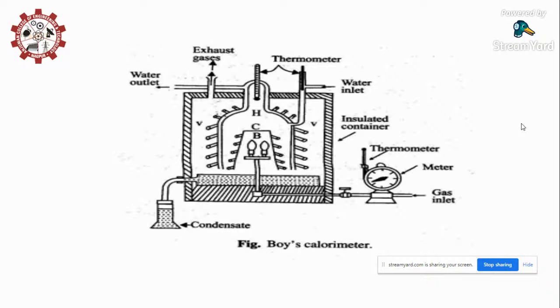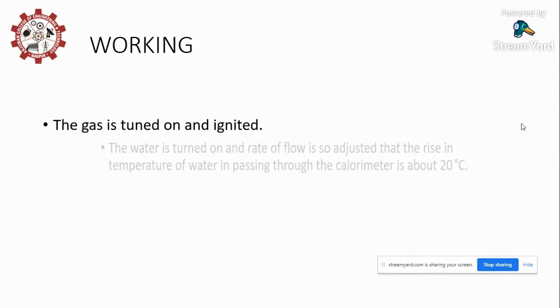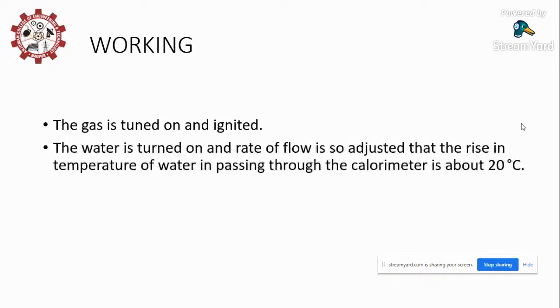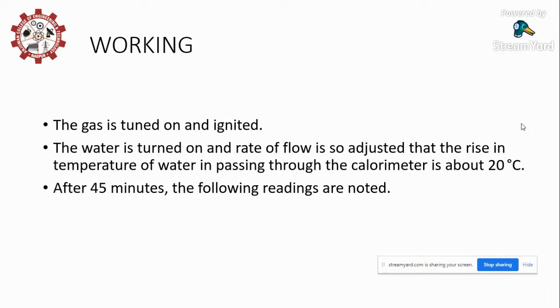How has the calculation part been done? Working, I told you. This is what I have written here in simple language. The gas has been turned on and ignited. Water is turned on and the rate of flow is adjusted so that the rise in the temperature of the water passing through the calorimeter is about 20 degrees Celsius. After 45 minutes, the following readings have been noted down. Okay?